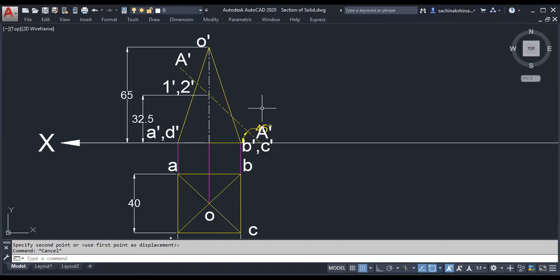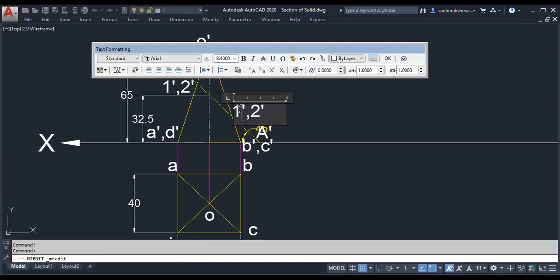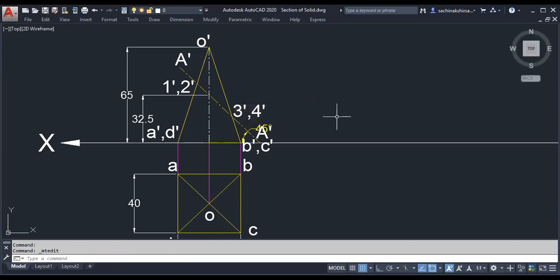Similarly, towards the right hand side, how many edges might it have cut? 2. Which will those be? OB and OC. So I will give names, suppose 1 dash, 2 dash are given, 3 dash, 4 dash, suppose.